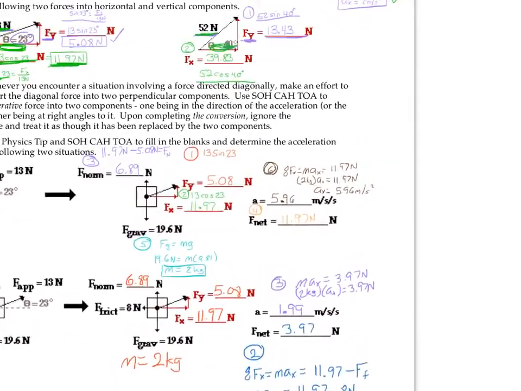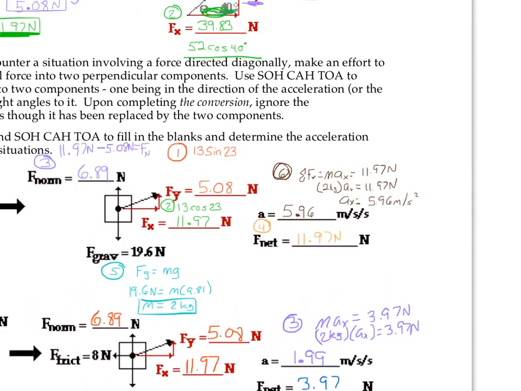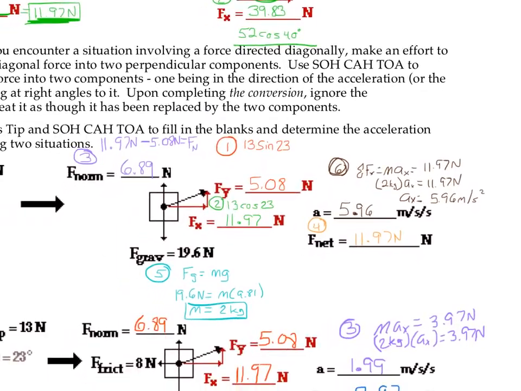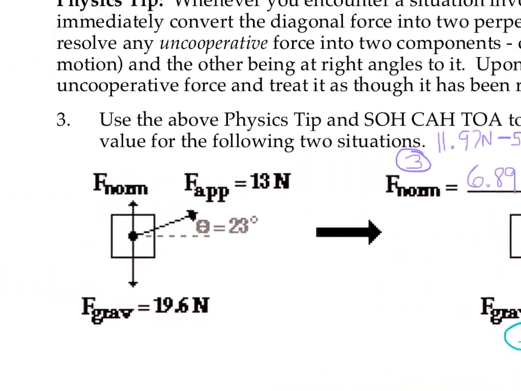So now for 3, we have a bit more information. We're supposed to use our information to help us find the acceleration, so it's a combination of 1 and 2. The first thing we want to do is break up this force into its components. We know the angle, and we know the hypotenuse because it's given to us here, right?